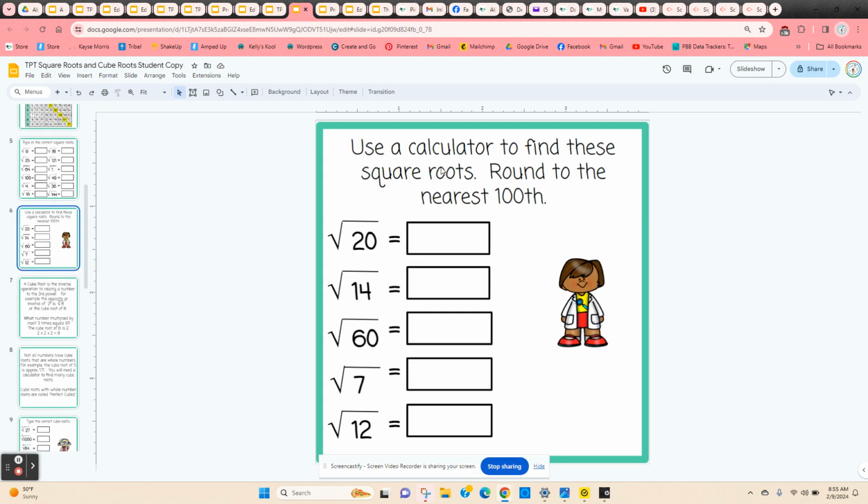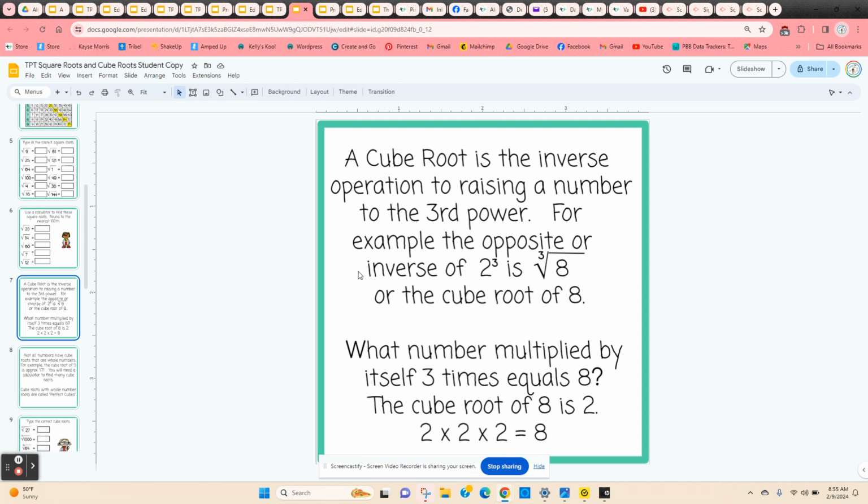Slide 6, students are going to use a calculator to find these square roots, and they're going to round them to the nearest hundredth. Then we move on to cube roots. So cube roots, again, we have opposite operations. So a cube root is the opposite of raising a number to the third power. So for example, 2 to the third power and the cube root of 8 are opposite operations.